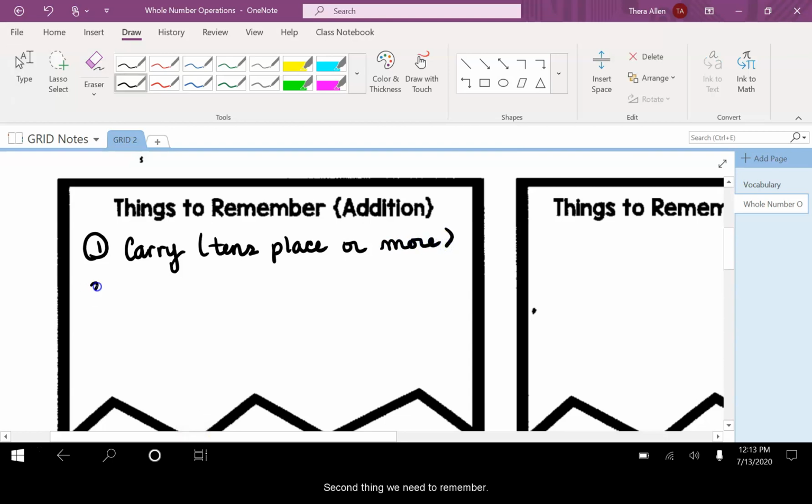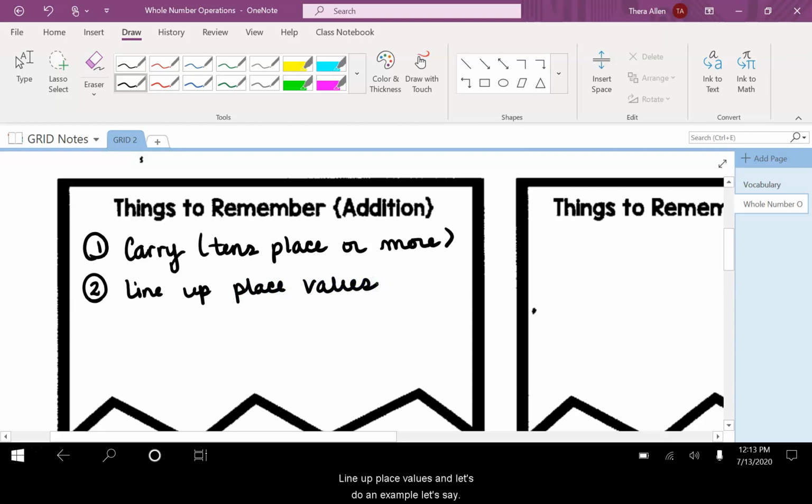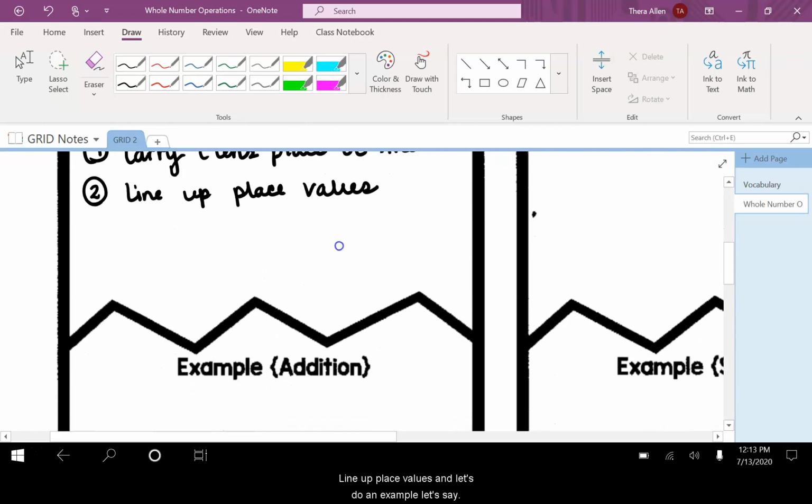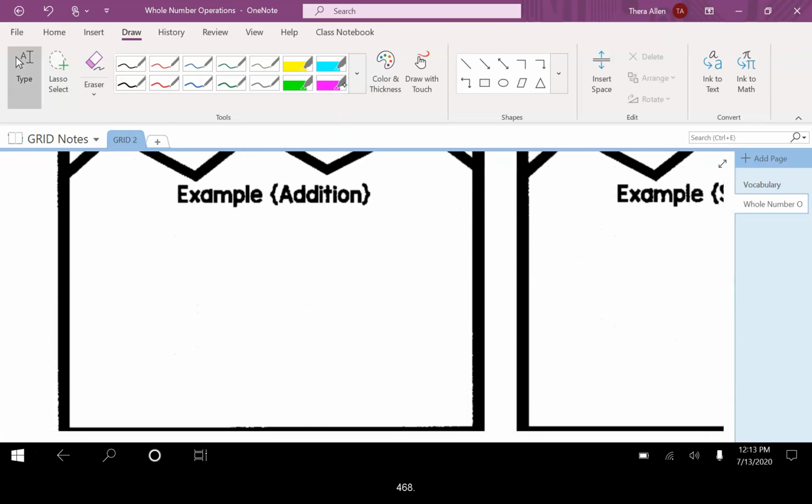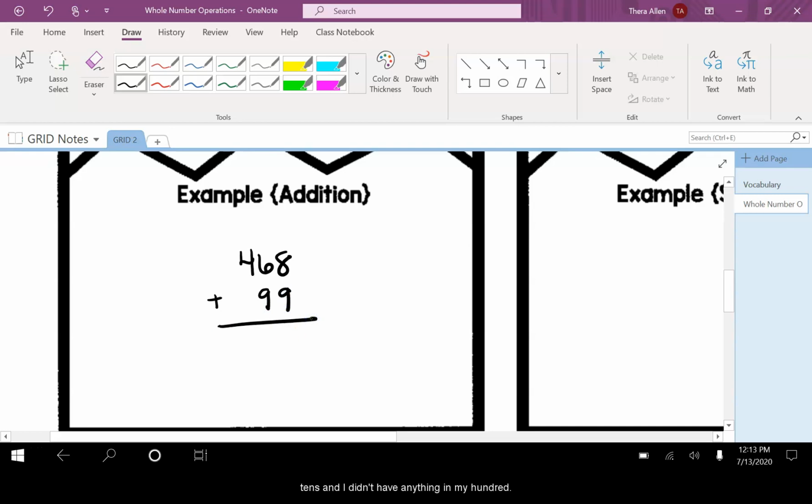Second thing we need to remember, we line up the place values. Line up place values. And let's do an example. Let's say 468 plus 99. Now see that I lined up my ones and my tens, and I didn't have anything in my hundreds with my 99, so I left that blank.